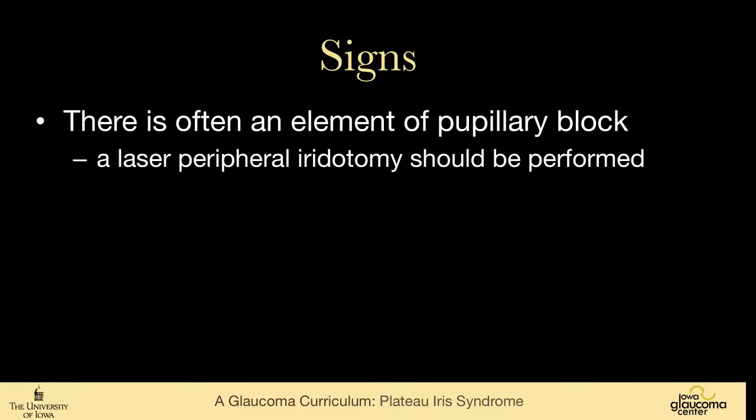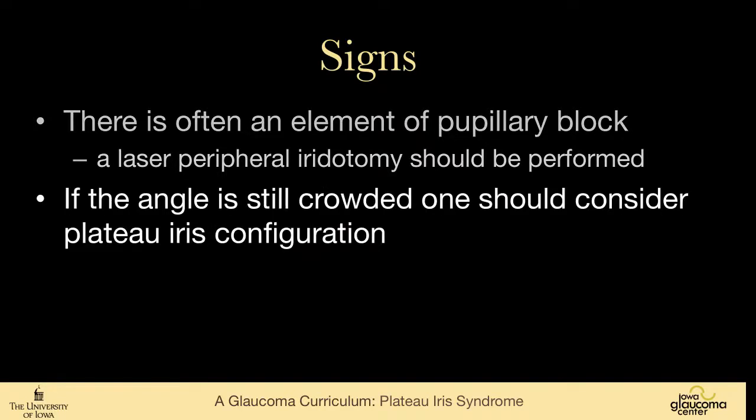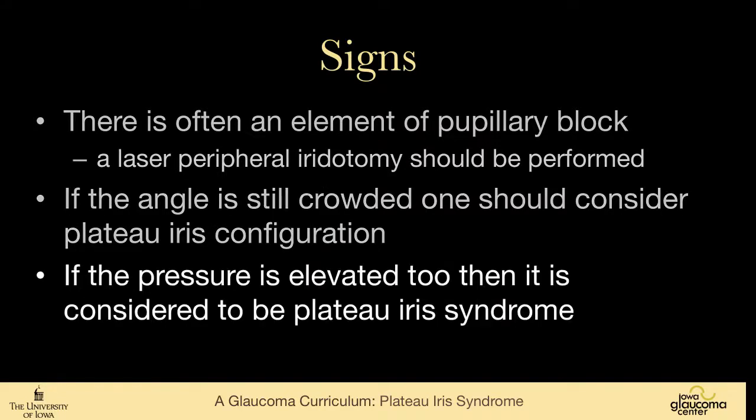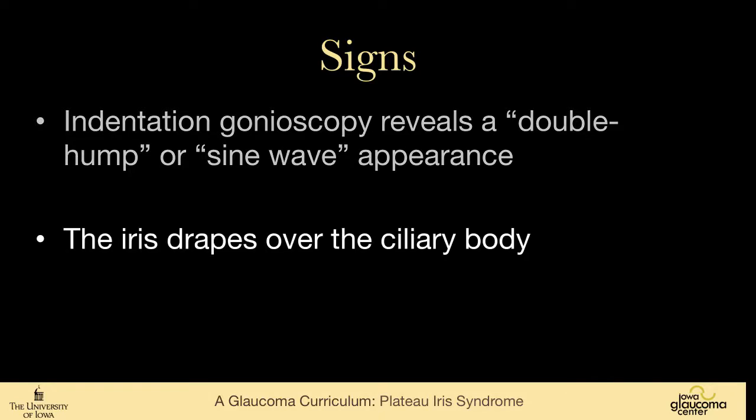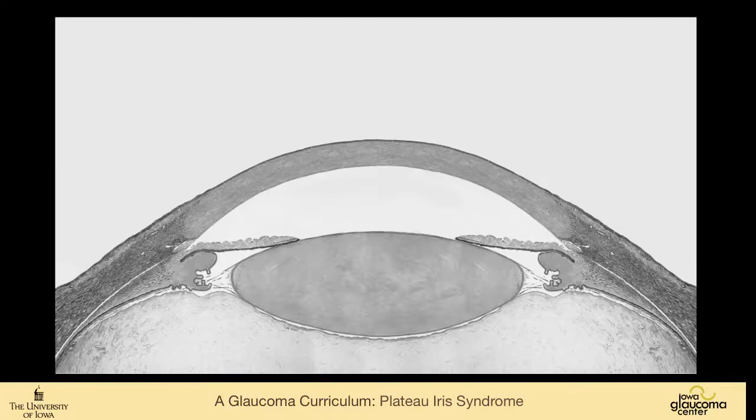There is often an element of pupillary block involved, so a laser iridotomy should be performed. But then if the angle is still very narrow with this classic configuration, we should think about plateau iris. If the pressure is elevated, then instead of plateau iris configuration, we would call this plateau iris syndrome. The sign is looking on indentation gonioscopy and seeing this double hump or sine wave appearance. When one indents, the iris drapes over the ciliary body.